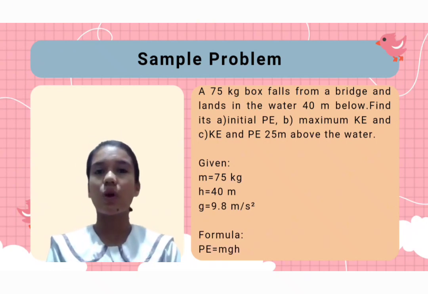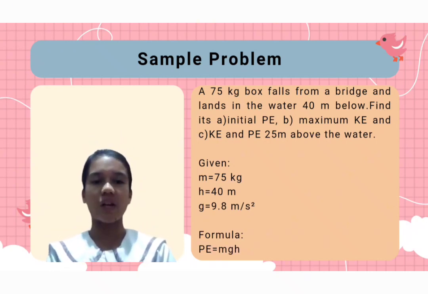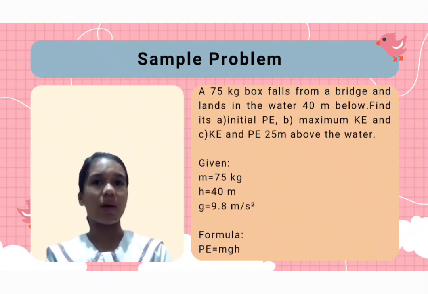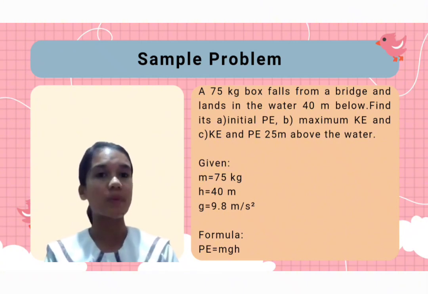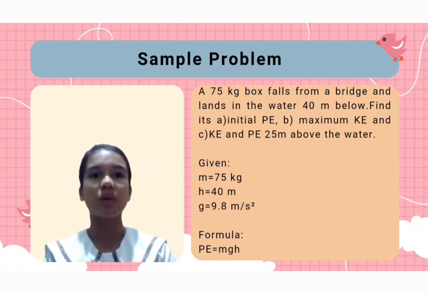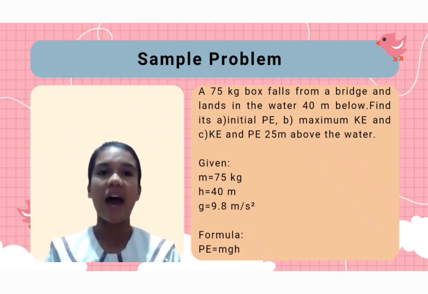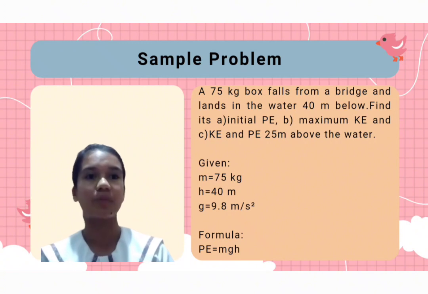Now I will show you how to solve the law of conservation of mechanical energy. So I have one problem. A 75 kilograms box falls from a bridge and lands in water 40 meters below. So we need to find its initial PE and the maximum KE, and lastly the KE and PE 25 meters above the water.